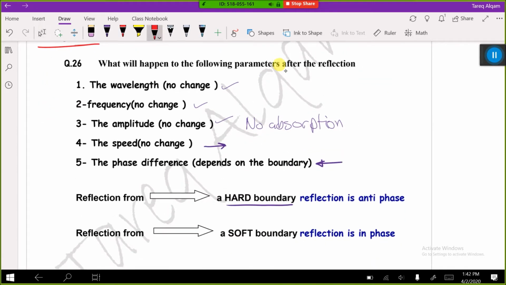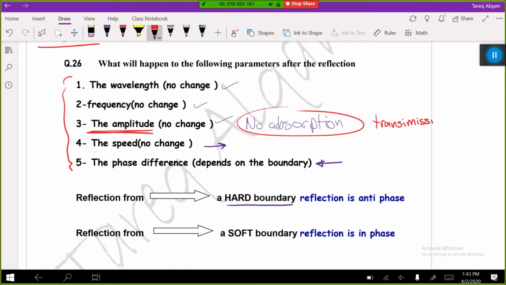In reflection, regularly the wavelength does not change, frequency does not change, speed does not change. Amplitude changes according to whether there's an absorption or transmission. Okay, if there's no transmission or no absorption, it means there's no change.